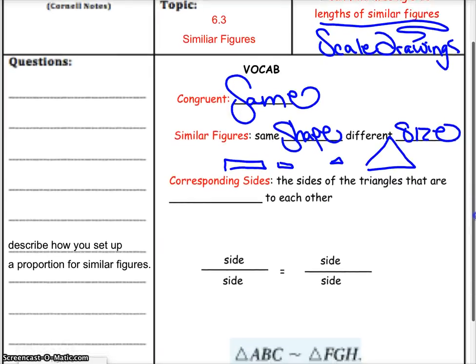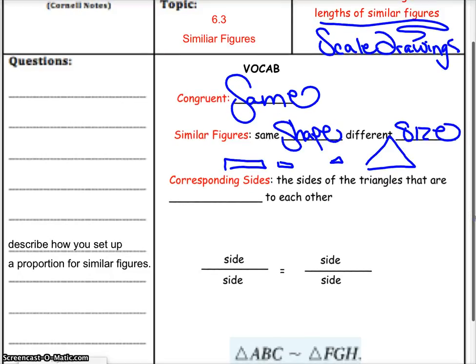Corresponding sides are the sides of the triangle that match each other. And that's huge. This is what you need to know. So let's draw two similar triangles with different sizes, a big one and a little one. And then make one line. So we're going to relate the three different side lengths. So we're going to do 1 dash, 2 dashes, and 3 dashes. This side corresponds to that side. So big is to small.